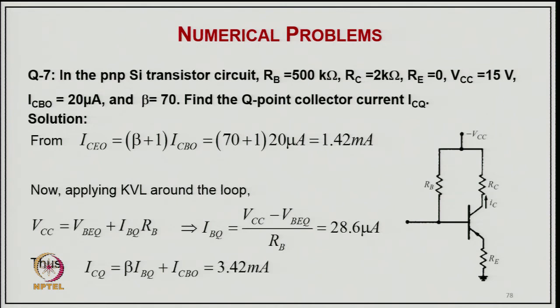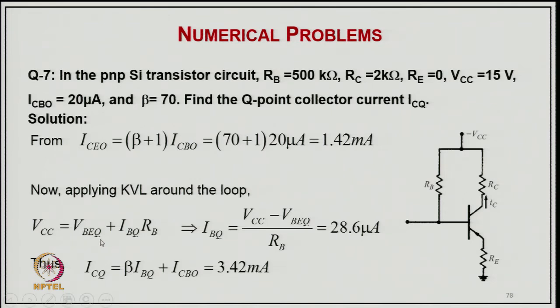Now, coming to example 7, a PNP silicon transistor circuit shown here, we have RB equal to typically 500 kilo ohm, RC equal to 2 kilo ohm and RE equal to 0, VCC equal to 15 volt, ICBO equal to 20 microampere and beta equal to 70. Find the quiescent point collector current. So, here as a solution ICEO equal to beta plus 1 into ICBO, that is 70 plus 1 into 20 microampere, that comes 1.42 milliampere. And now, applying the KVL loop in this case.